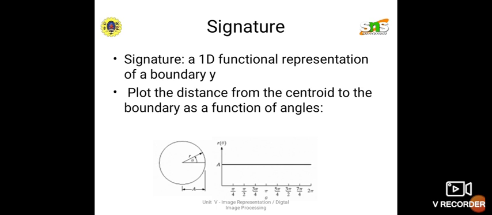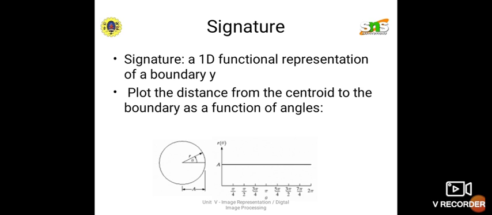It's a one-dimensional functional representation of the boundary, right? So here we have to plot the distance from the center to the boundary as a function of angle. So consider the first diagram as a circle, where the center is joined horizontally to the circle. A line is drawn from the center to the circle horizontally, and we find the angle, like moving the radius from the center throughout.